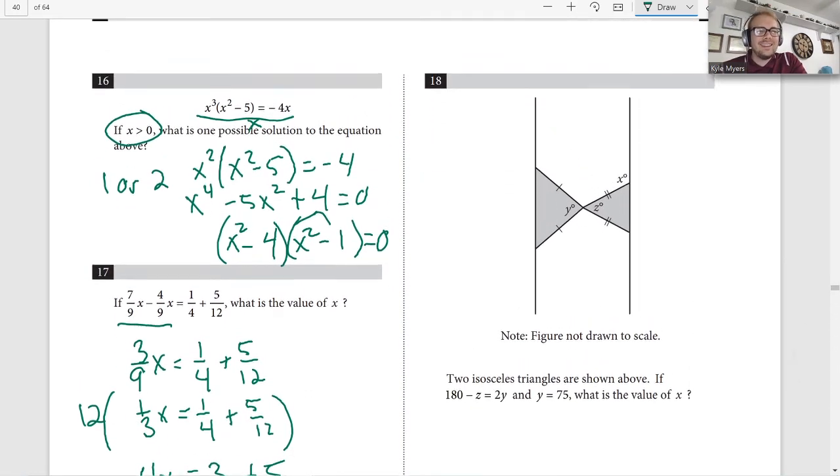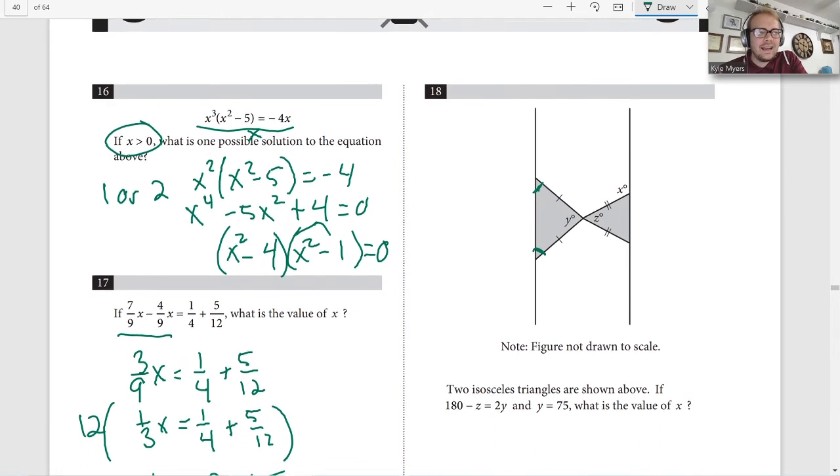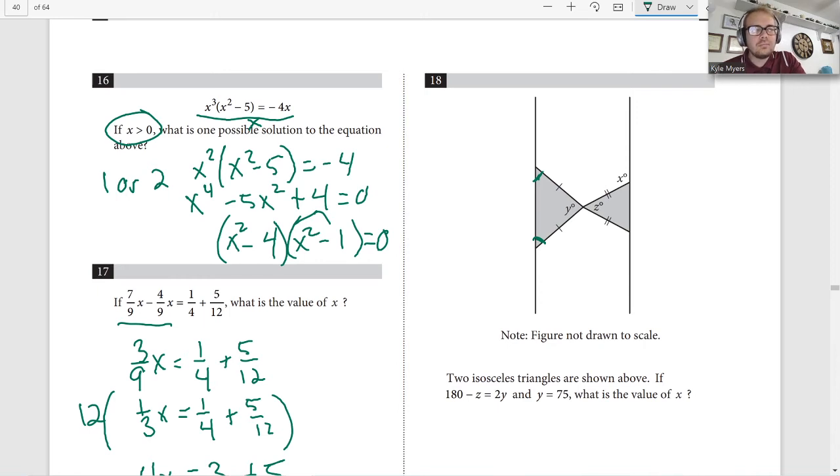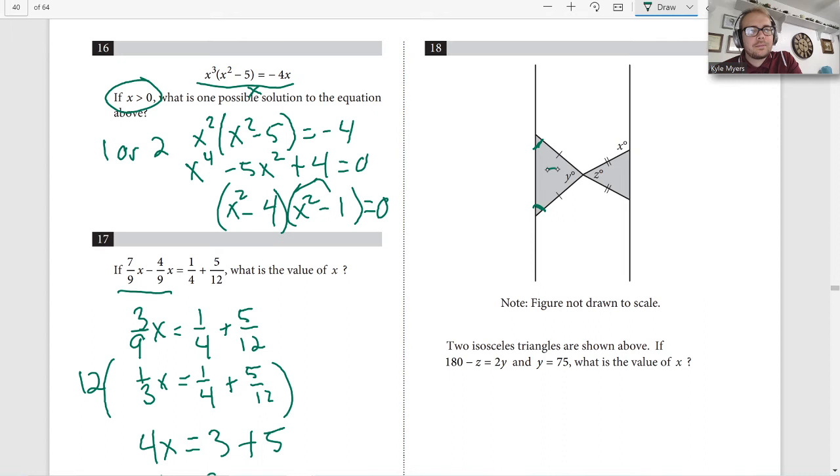Number 18, the first time I did this one, I actually solved for the base angles of triangle y. And then I was like, oh, wait, I didn't need to do that. That was dumb. So if you find extra information they don't need, don't do what I did and feel dumb about it. It's fine. You're just finding extra information. Just try not to find any extra information if you can help it, and just solve what you need to solve. So y is 75.